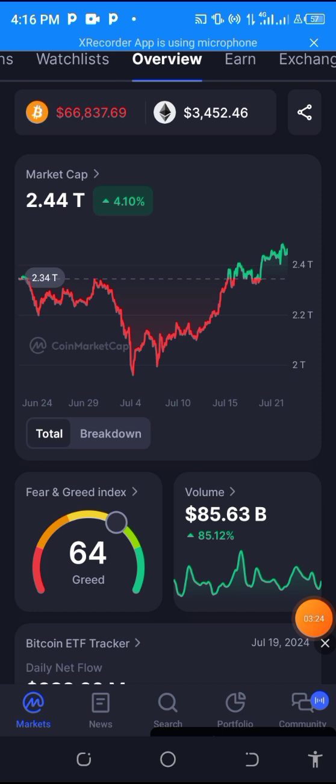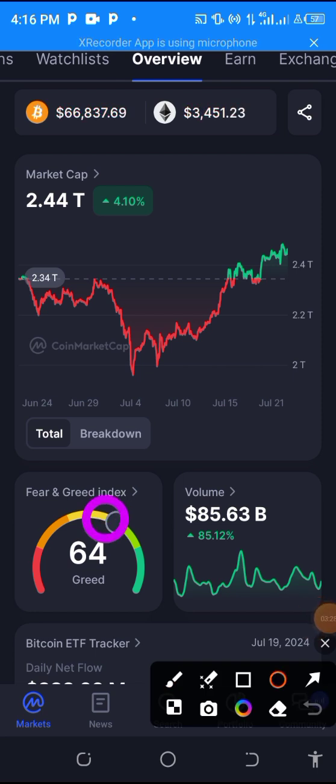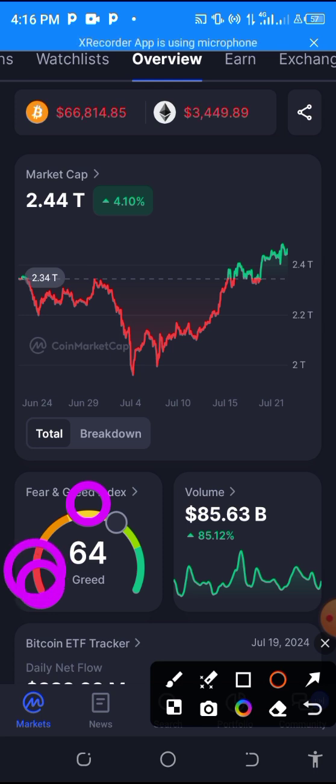hold on, let me use my pen. When this knob is on the red, that means there is serious fear in the market and people are selling. There is a strong sell power in the market. A lot of people are selling off their cryptocurrencies, and the market is really bearish. When the knob is sitting right here, it means the market is highly bullish, a lot of buyers and investors are investing, and there is a lot of buying in the market.